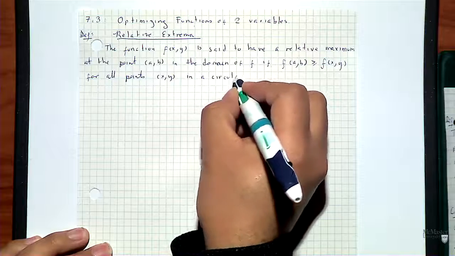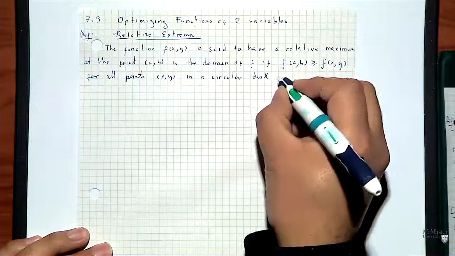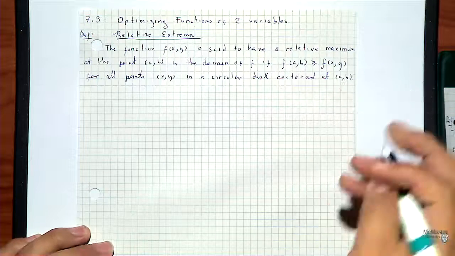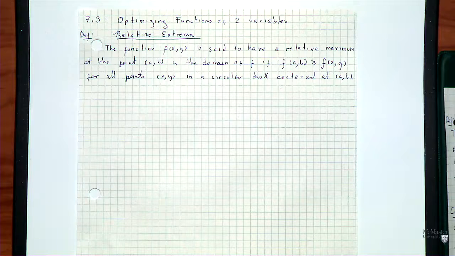in a circular disk centered at a comma b. So this is a generalization of what it means to be a local maximum in one dimension versus a 2D domain. Clearly, when you do calculus, you perform derivatives which are helpful to find local linear approximations. That's how we will use this kind of criteria, and that's how or why the definition relates to relative extrema, meaning like local minimum or local maximum.